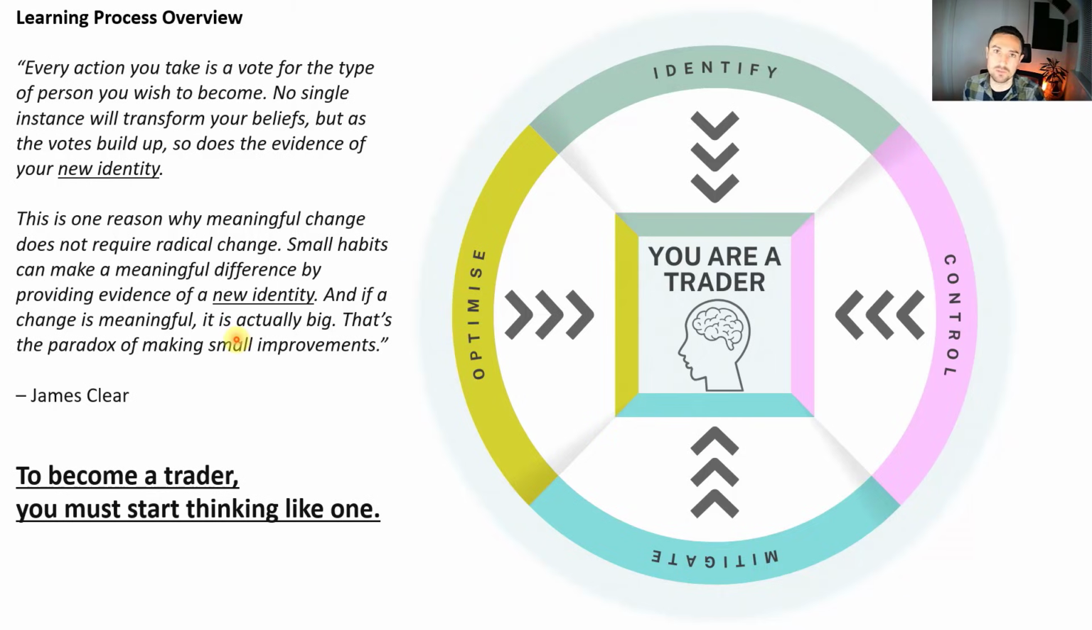Again, from the James Clear Atomic Habits book, every action you take is a vote for the type of person you wish to become. So the type of trader you wish to become. So think about this. Every action you take, every trade that you take, every way that you manage is a vote for the type of trader you want to be. What type of trader do you want to be?